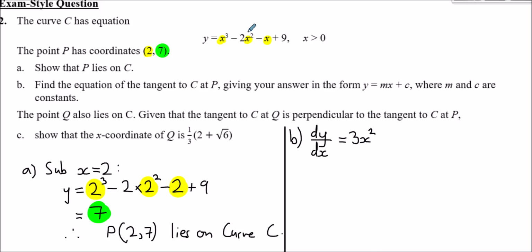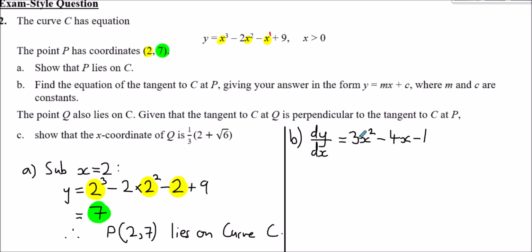Here, this power comes to the front and multiplies any coefficient which was already there. So we're going to have minus 2 times 2, which is 4. The power of x is going to decrease by 1. 2 minus 1, we just have x to the power 1. Minus x, so that would be power 1. If 1 comes to the front, we now have x to the power 0, which effectively vanishes. Anything to the power 0 is just 1. Minus 1 times 1, we just get left with this. Any constant disappears altogether. And so this is the gradient function for part B.